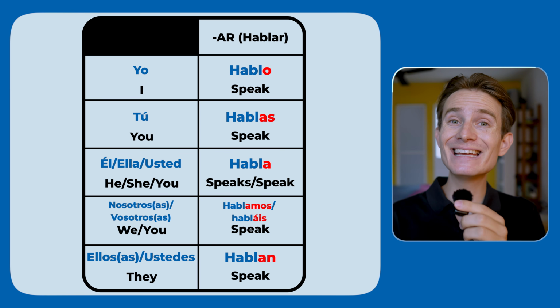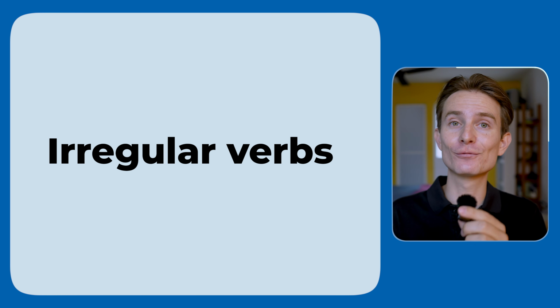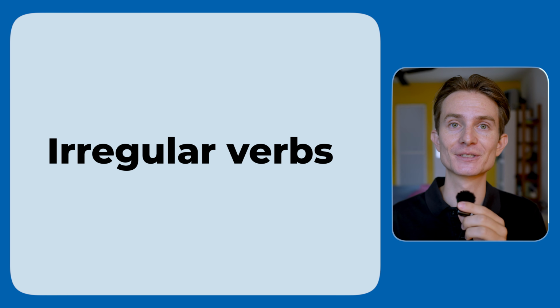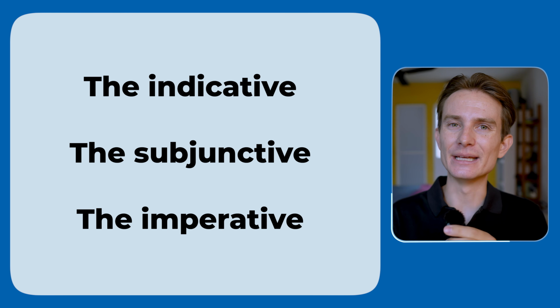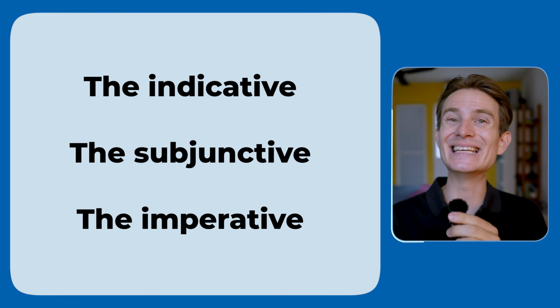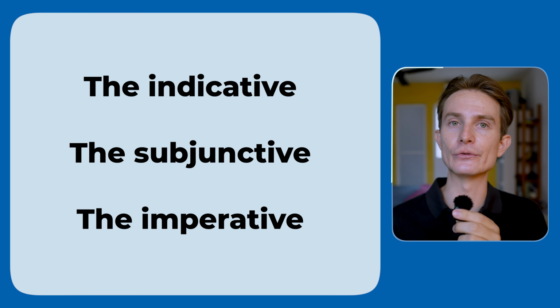However, we also have irregular verbs, which do not follow regular conjugation patterns. These we must simply memorize. Spanish also has 3 moods: the indicative, the subjunctive, and the imperative. These can get tricky, but for now, just worry about the indicative mood. It's the one that we use the most.